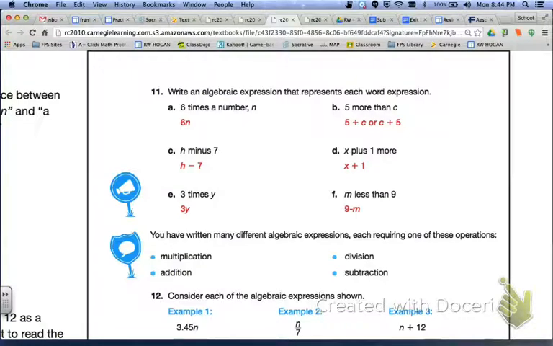Here are the answers that you should have for number 11. Letter A, 6 times a number N would be 6N. Letter B, 5 more than C. You could have 5 plus C or C plus 5. Letter C, H minus 7 is going to be your expression. Letter D, X plus 1. Letter E, 3 times Y, 3Y. And letter F, 9 minus M.